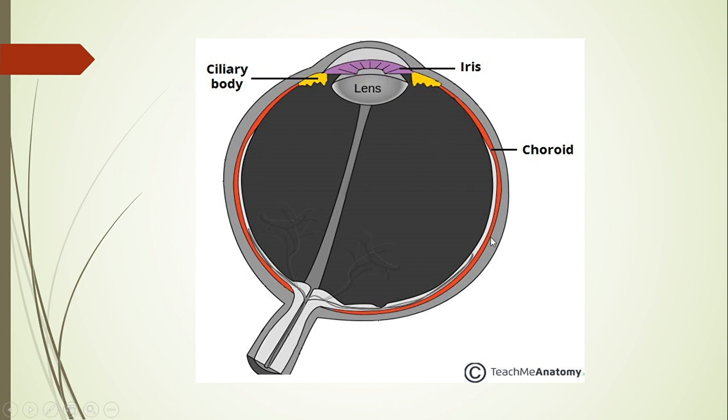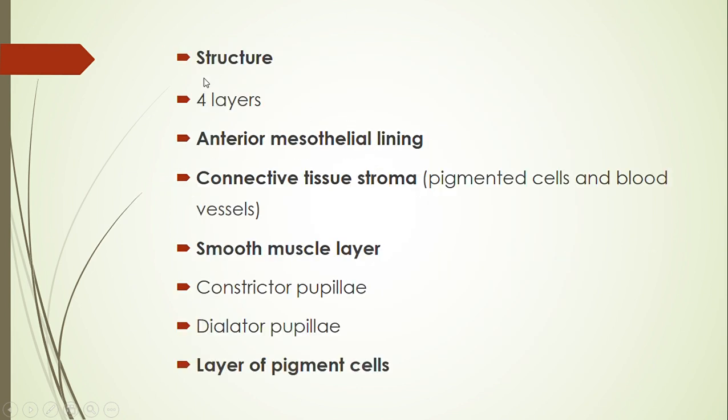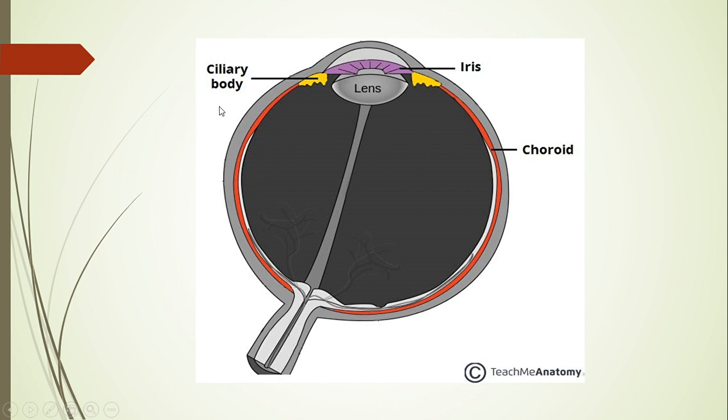So this is the second layer: the choroid, ciliary body, and the iris. The layers of the iris are the anterior mesothelial lining, the connective tissue stroma, the smooth muscle layer, and the layer of pigment cells. The anterior mesothelial lining faces externally. Then the substance is formed with connective tissue stroma, where we can see pigmented cells and blood vessels, so that the iris appears dark, brown or black in color, because of the pigmented cells in the connective tissue stroma.